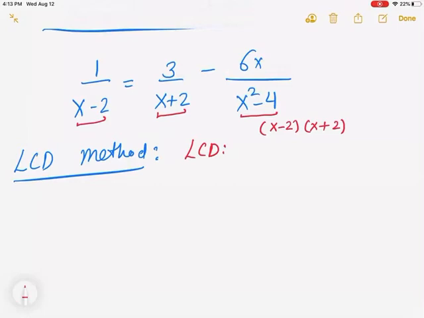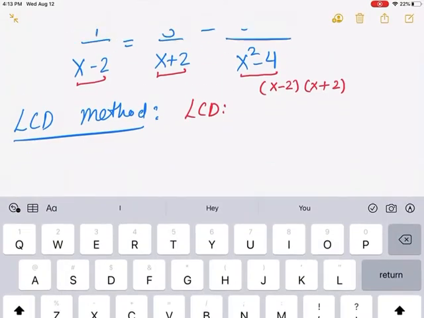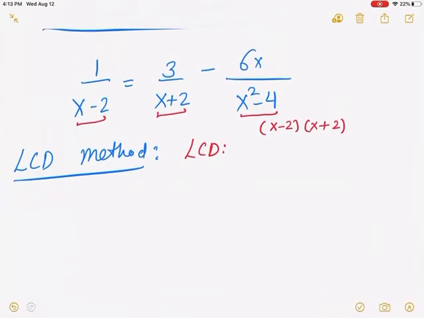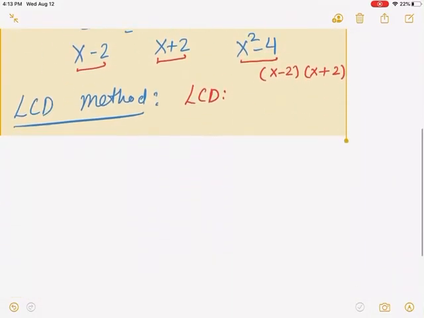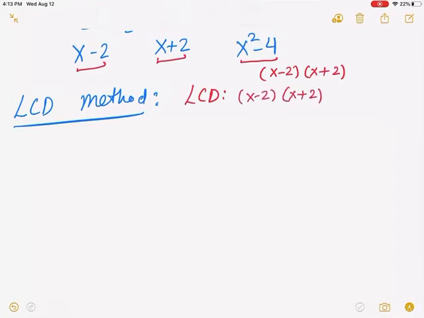Now the LCD. I don't know if you need help, I can actually do it, but I'm just going to skip that part. So the LCD is basically getting all the factors you see in the denominators. So I see x minus 2 and x plus 2, two different types. So both of those are going to be my LCD. So x minus 2 and x plus 2 would be my LCD.